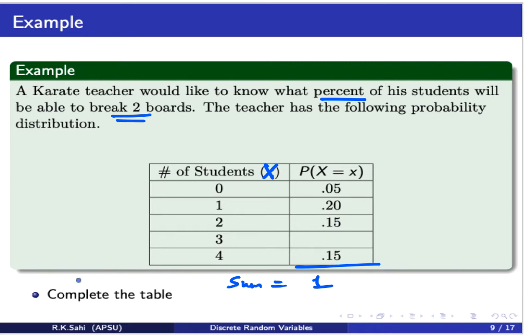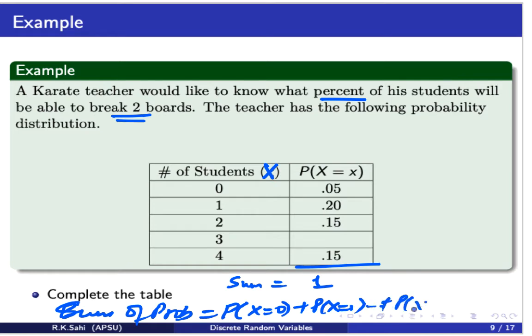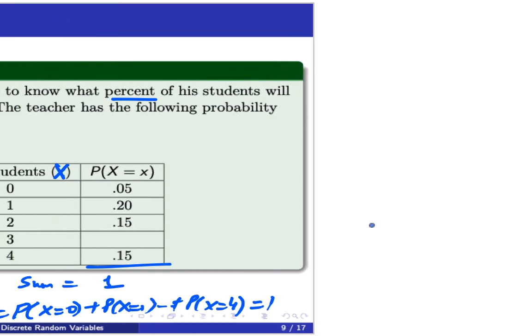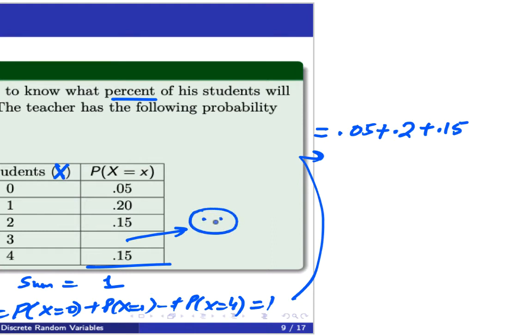So according to him, what is the probability? The sum of all probabilities, which is the probability that x is 0 plus the probability x is 1, and so on up to the probability x is 4, is 1. Now let's literally write it down. It means the probability x is 0 is 0.05 plus 0.2 plus 0.15, and now let's make a smiley face. This is my smiley face which I have to find.